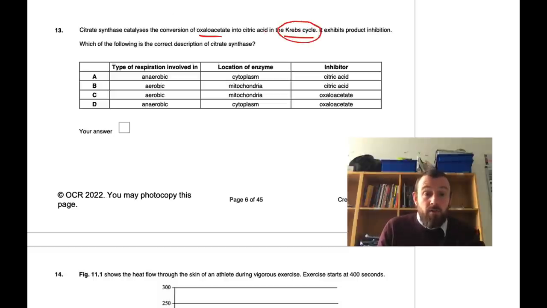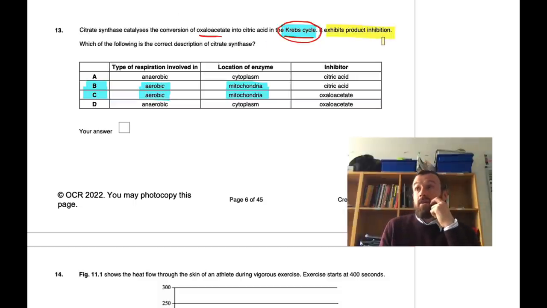We need to really read this information, okay? So, type of respiration involved in. If it's in the Krebs cycle, it's in aerobic respiration, so we can narrow it down to B or C. If it's working in the Krebs cycle, you just need to remember that the Krebs cycle is in the mitochondria. Now, the last bit could prove tricky. It says it exhibits product inhibition.